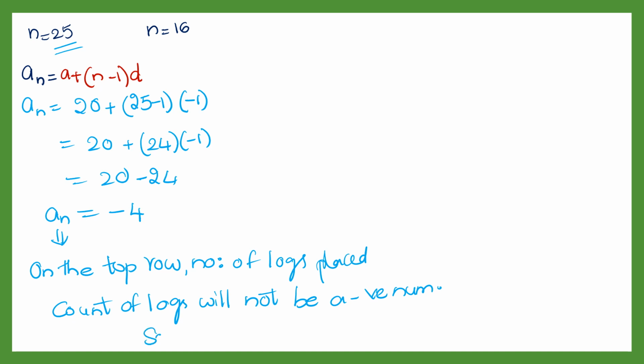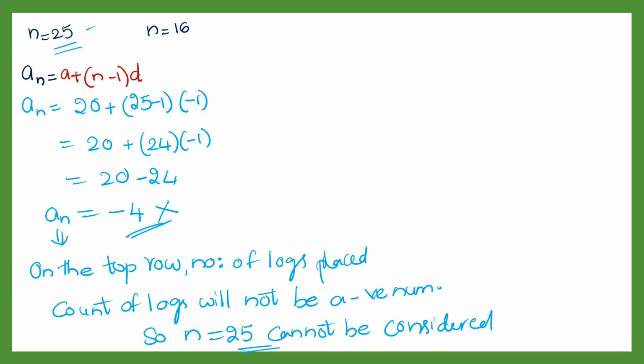So, n is equal to 25 cannot be considered. N is what? Number of rows. So, number of rows is equal to 25 cannot be considered because we got an is equal to minus 4 when we substituted n is equal to 25. So, this option is not there for us. Number of rows cannot be 25.